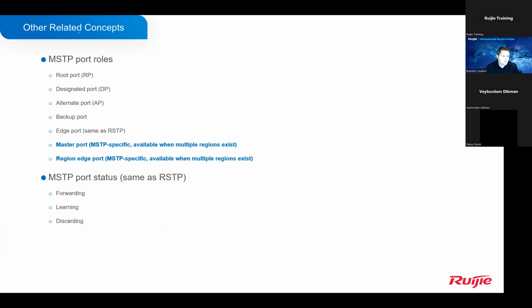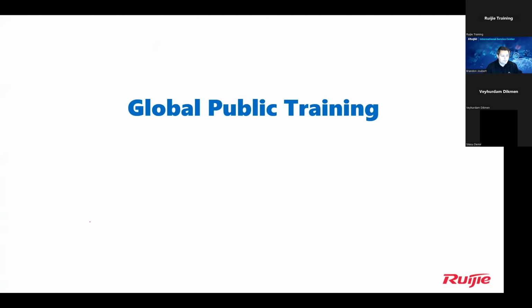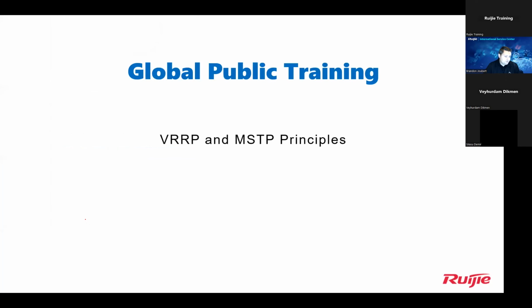And then just some other related concepts. MSTP port roles: you get a root port, designated port, an alternate port, a backup port, an edge port, a master port, and a region edge port. This is only applicable if multiple regions exist within your network. And then you also get 3 port states, the same as in RSTP: forwarding, learning, and discarding. Okay, so that's it for MSTP.